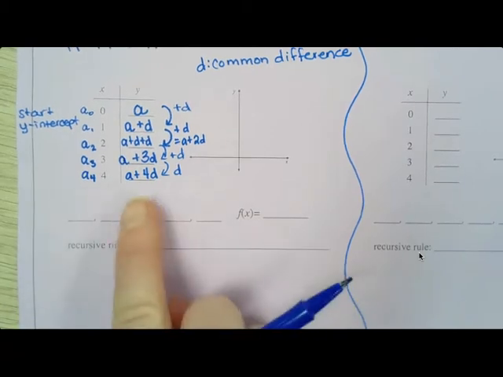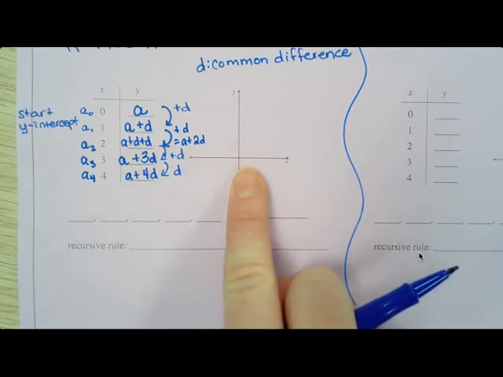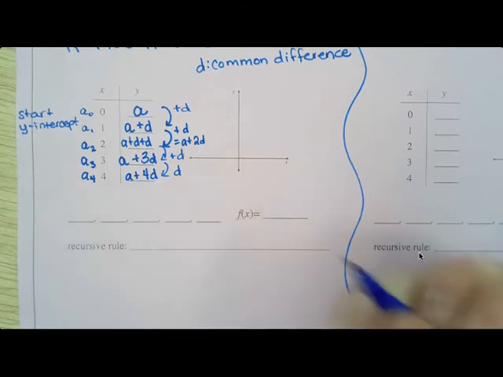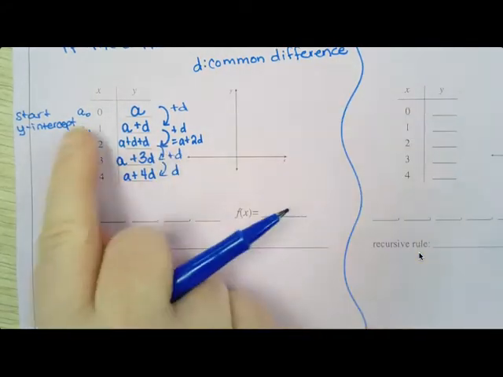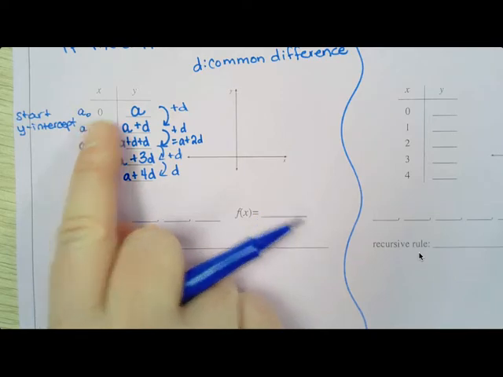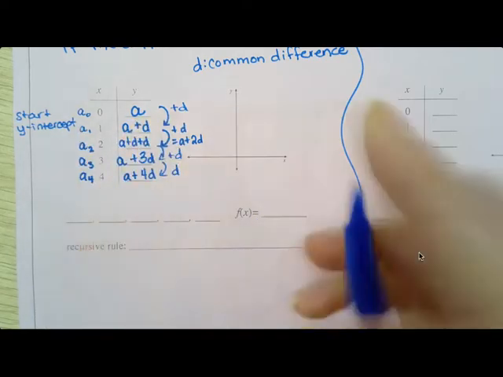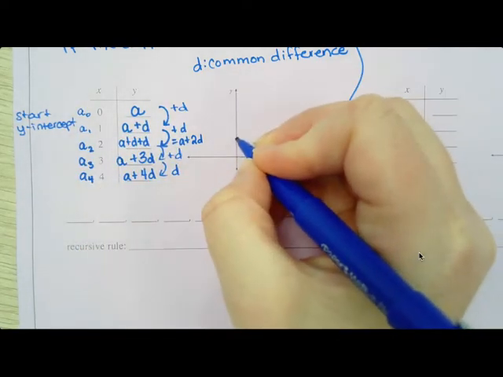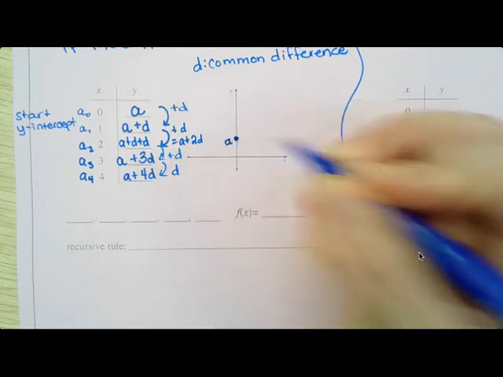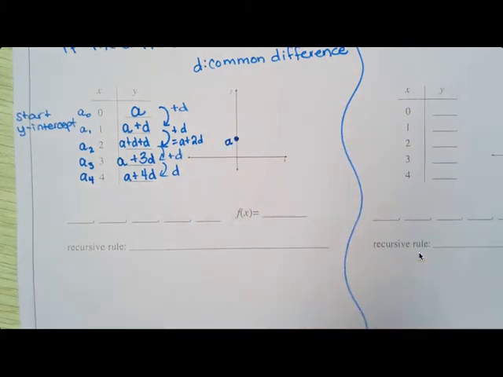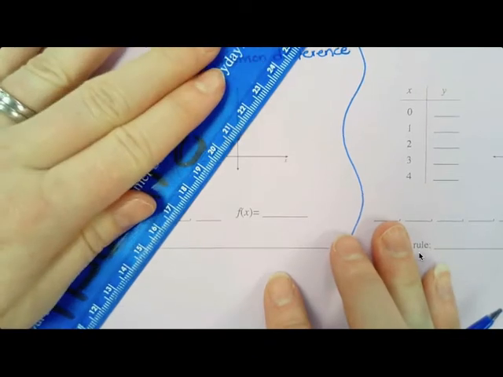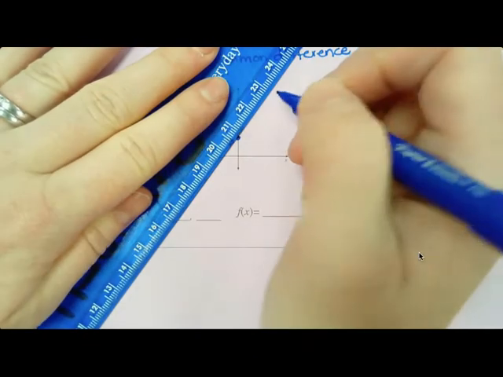So we have the table. Then to go to the graph, all you need is a couple of points. Our first point is whenever x is 0, y is a. So I'm just going to say that this value right here is a. And we know that linear functions make a straight line, so let's just make a straight line with it.